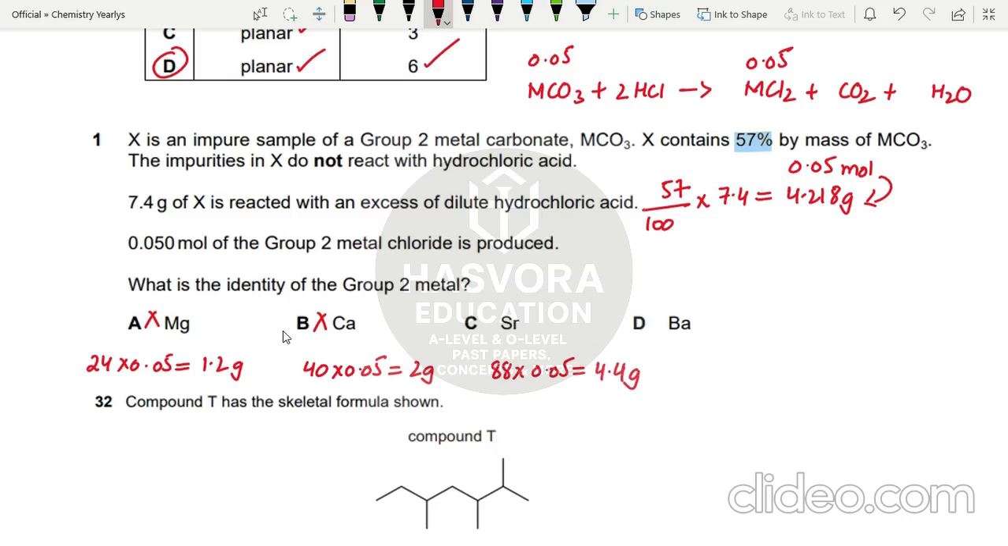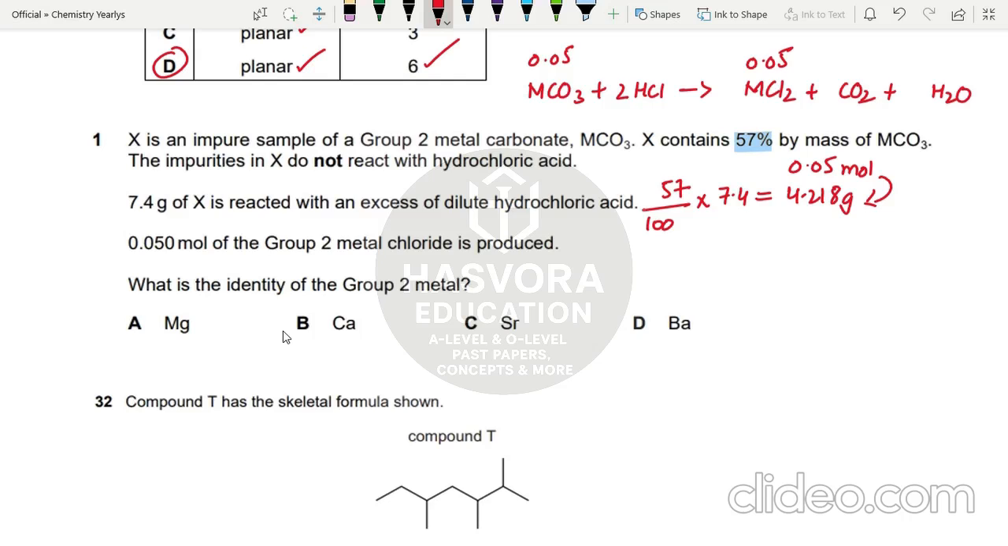And now let's check it with the barium. Actually, we have made a mistake here and I have realized it: we are not going to be checking the metal actually. It is the metal carbonate. So let's check for the metal carbonate.